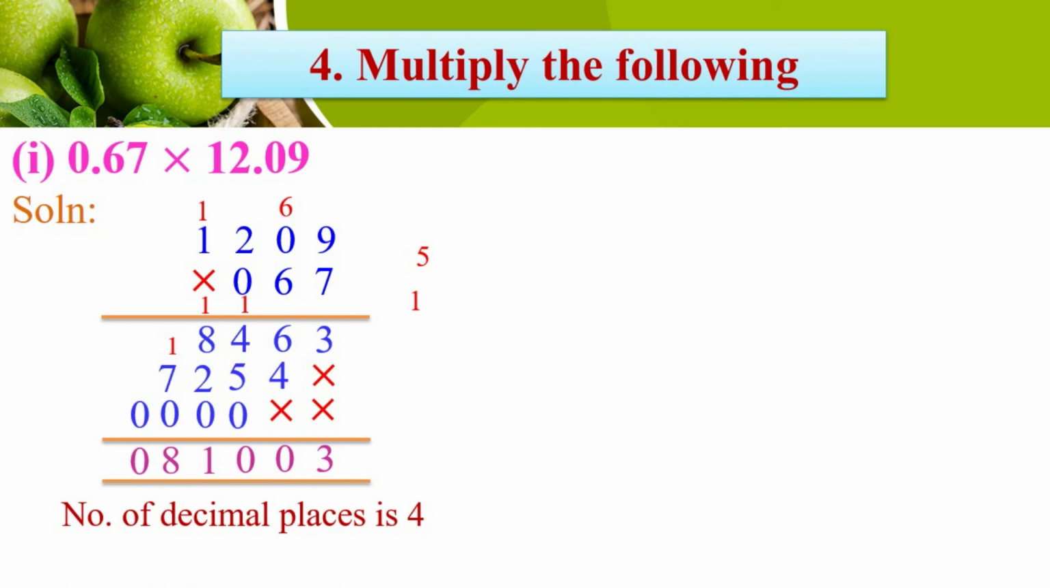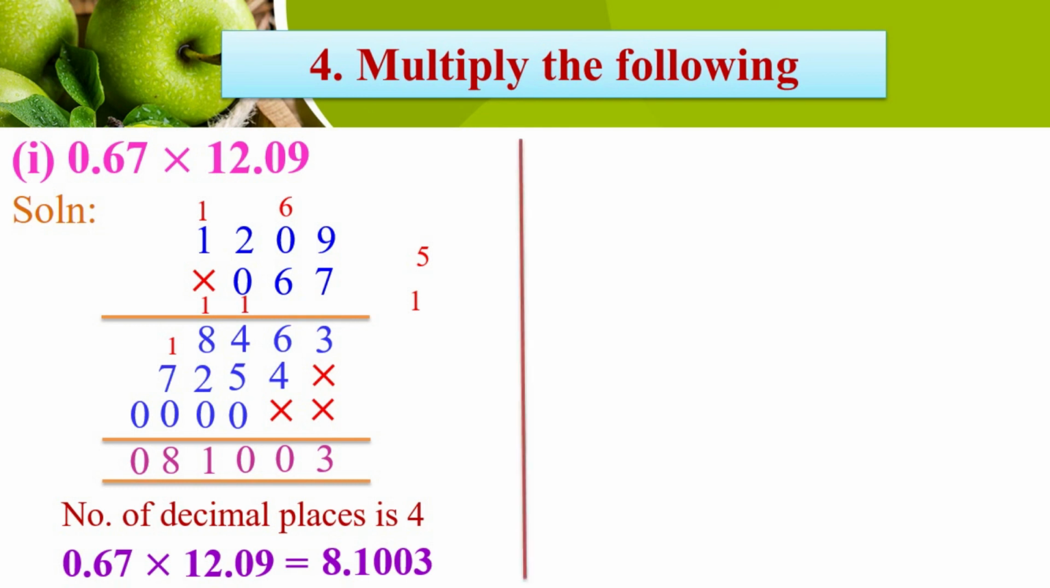Therefore, the number of decimal places is 4. 0.67 multiplied by 12.09. Now count the decimal places. We have to follow right to left. Place the decimal point in the product. We get 8.1003.